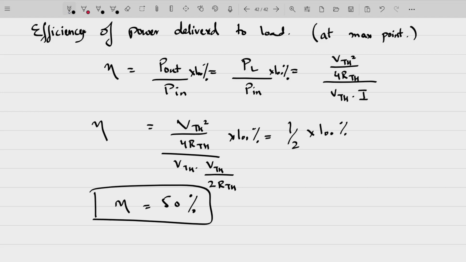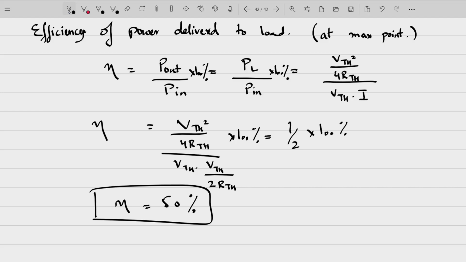So where do we actually use this? We use it in communication systems, where we actually want impedance matching, where RTH and RL will be the same. You will study this there, why we go for the maximum power point in those systems.